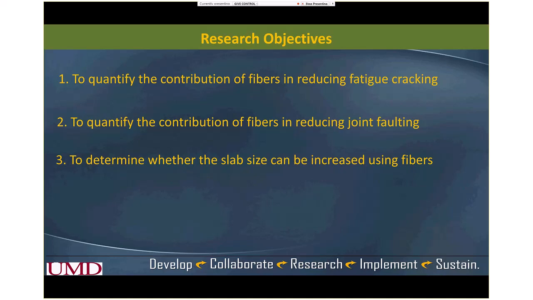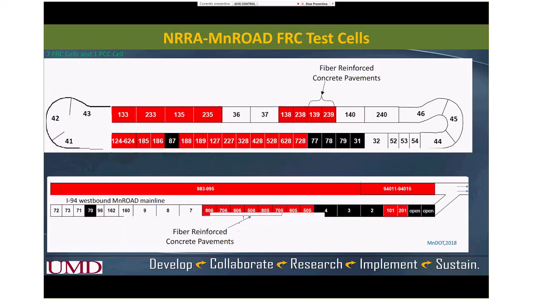All right, so with those objectives in mind, in 2017, 8 different cells were constructed. 2 were in the low volume road, cells 139 and 239, and another 6 cells were constructed in the main line. Out of these 6 cells, 506 did not have any fiber. Other cells have fibers and were constructed with different design features. We will see in the next slide.